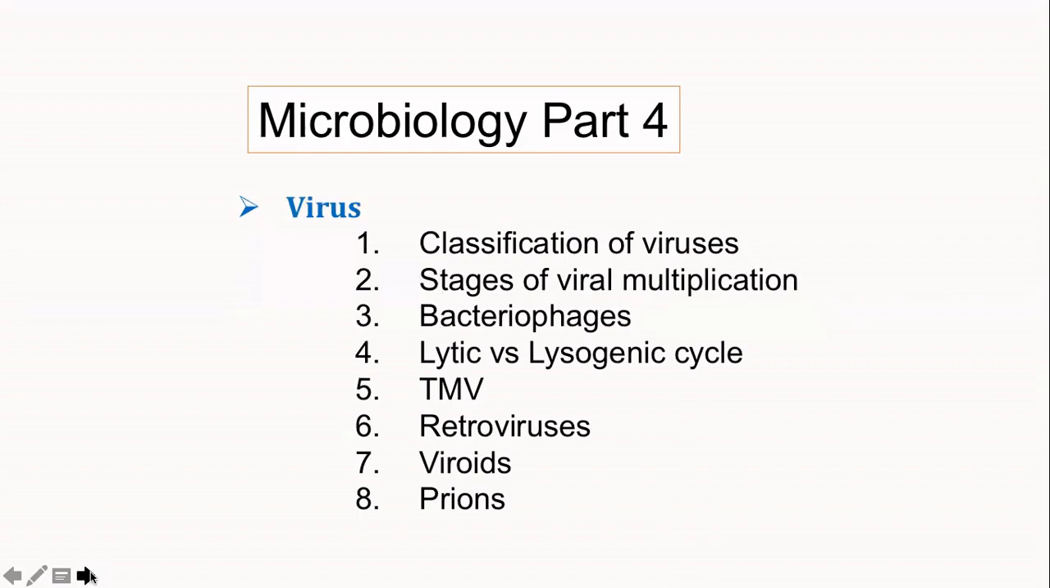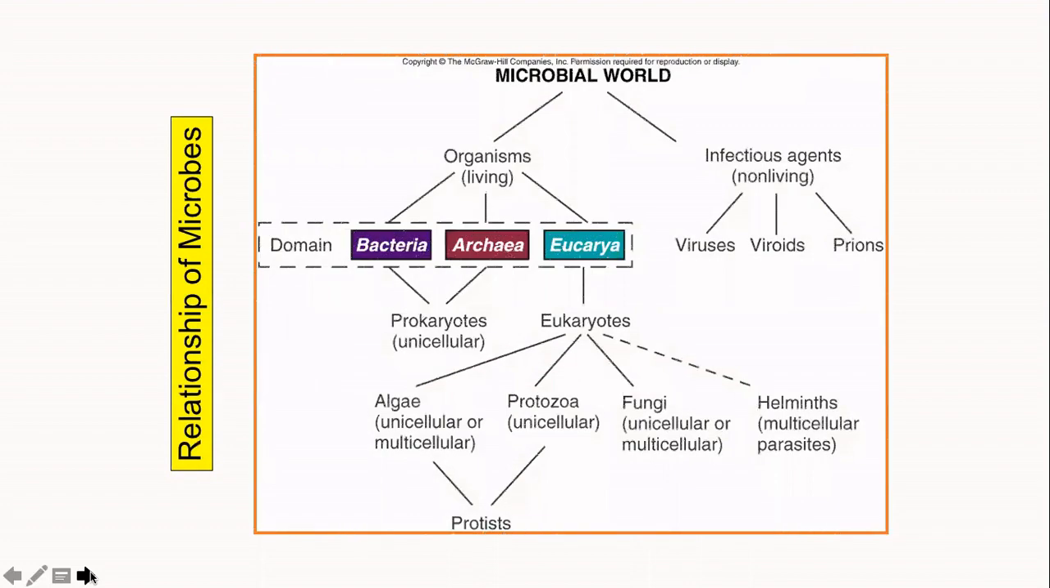the lysogenic cycle. We will take a discussion on tobacco mosaic virus, retroviruses, and other infectious agents like viroids and prions. So let's proceed to the relationship of microbes, or just a recap.